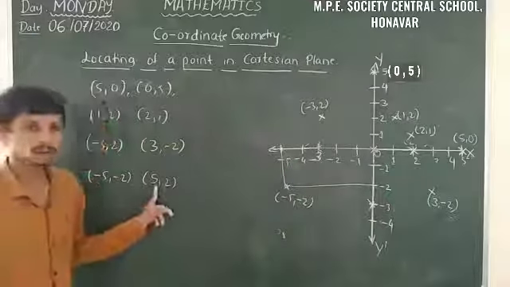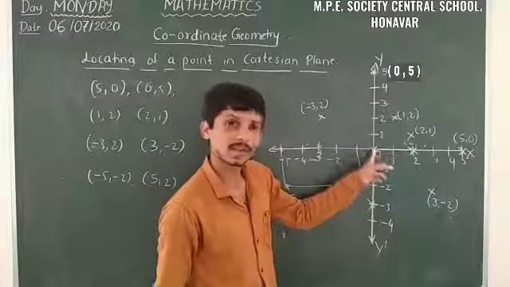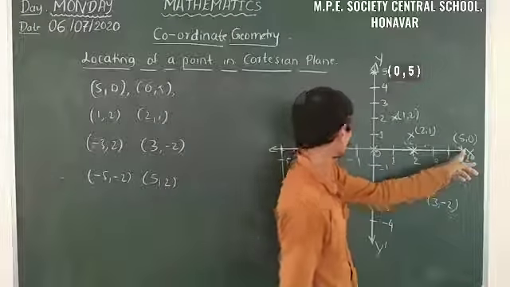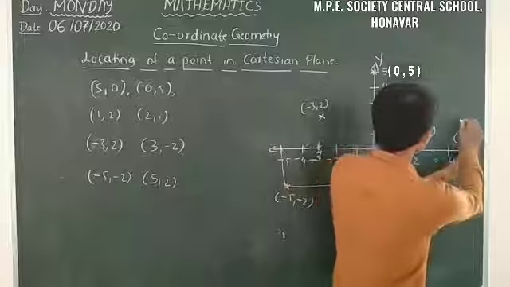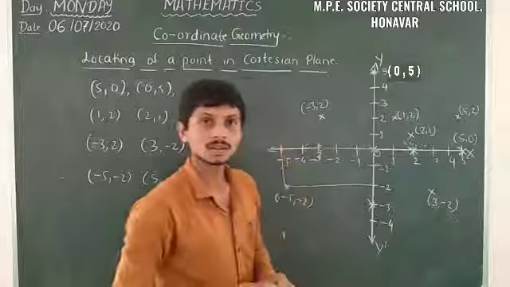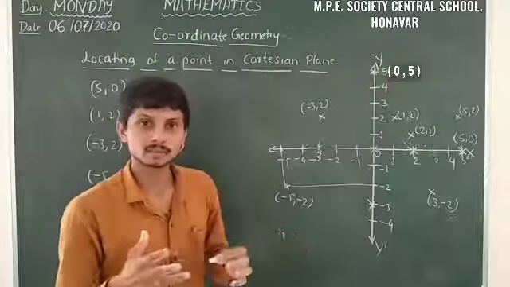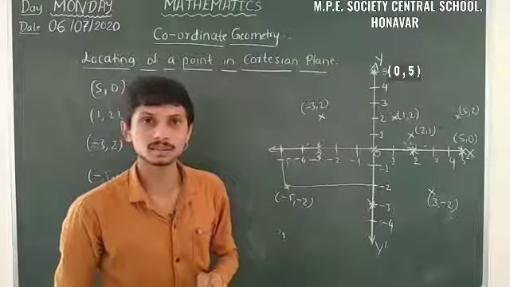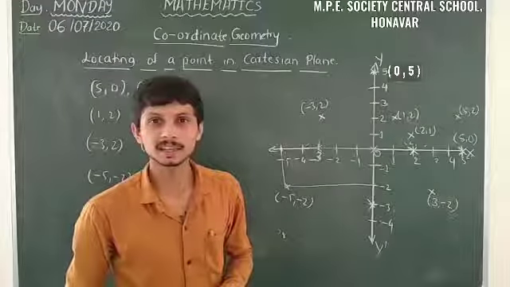Then (5, 2). Firstly I take the perpendicular distance from the y-axis up to 5, and then a distance of 2 from the x-axis. The point is here, that is (5, 2). Likewise, you can take any other points at home and locate them in the Cartesian plane. So I will conclude this chapter here. Thank you one and all. Be safe and stay home. Thank you.